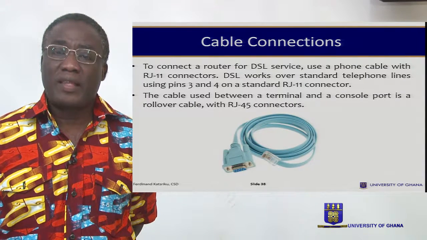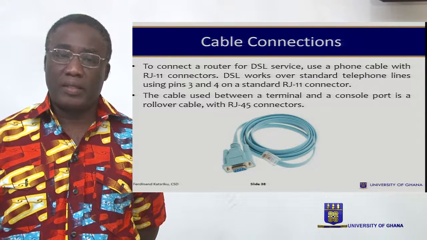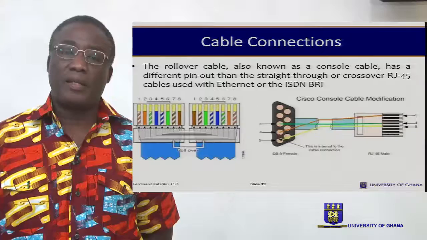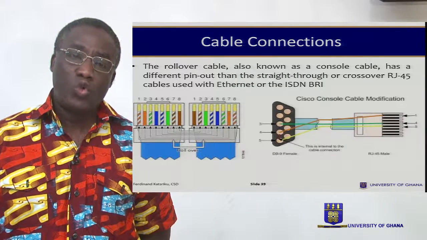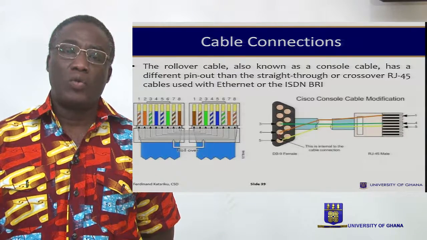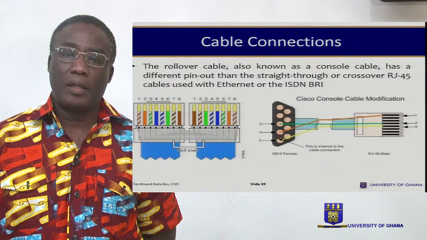The cable used between a terminal and a console port is a rollover cable with RJ45 connectors, and you can see a diagram of that. This diagram shows you a rollover cable, also known as a console cable, which has a different pinout than the straight-through or crossover cables used with Ethernet or ISDN. So this is something that you should get used to if you're going to become a network engineer. You must be able to understand this and identify rollover cable, crossover cable, and straight-through cables.